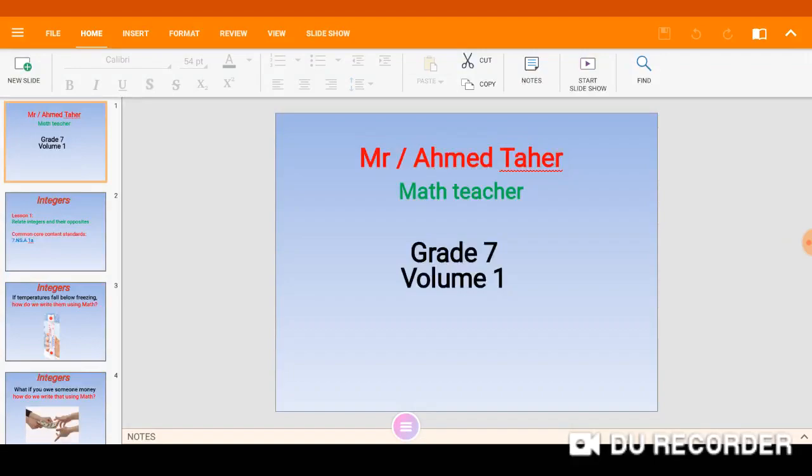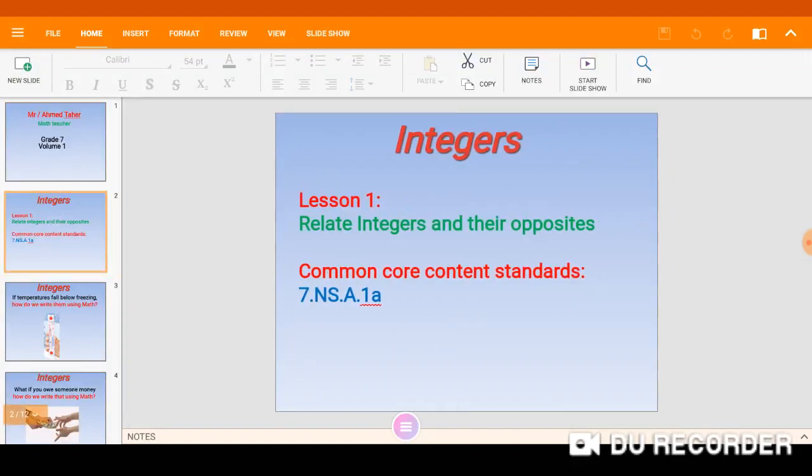Okay, today we will talk about lesson 1 for grade 7, which is talking about integers. In this lesson, we will talk about relating integers and their opposites, okay?